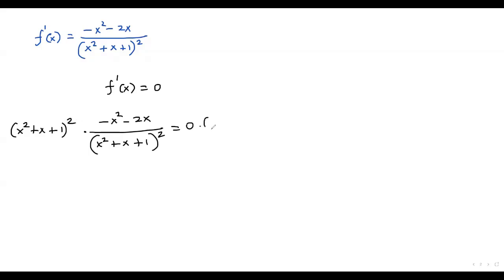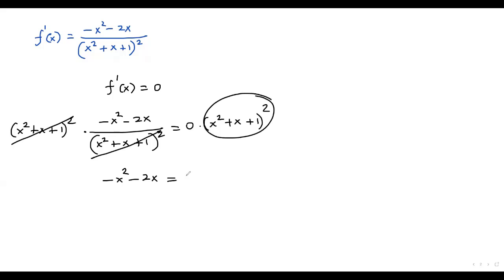On the right side also I multiply by (x² + x + 1)². Then this one will cancel out. I am getting -x² - 2x = 0, so 0 times everything will become 0. Now I can factor -x from this expression on the left side. If I factor -x out, then inside the parenthesis I'm getting (x + 2) = 0.